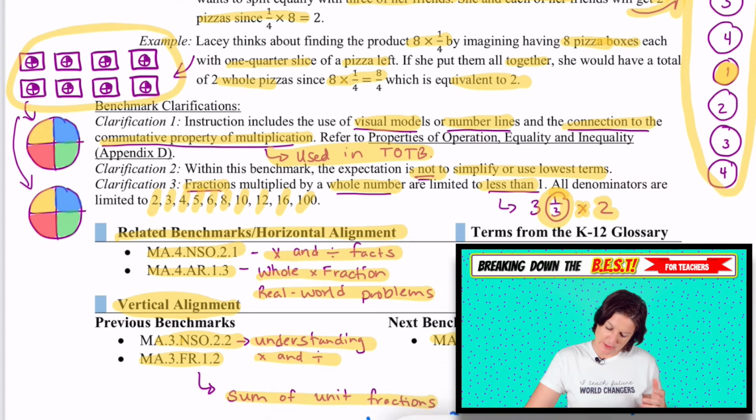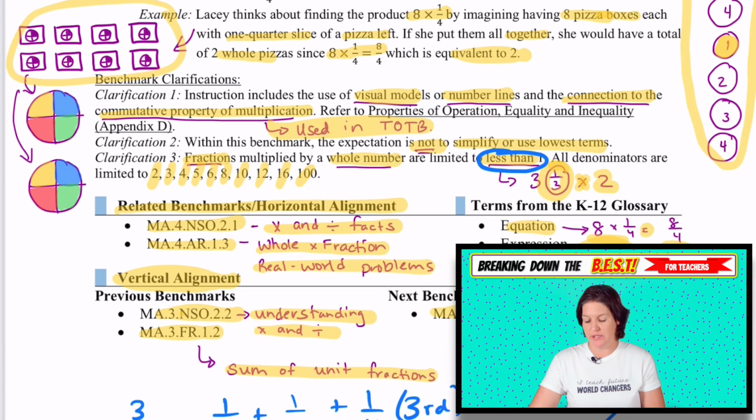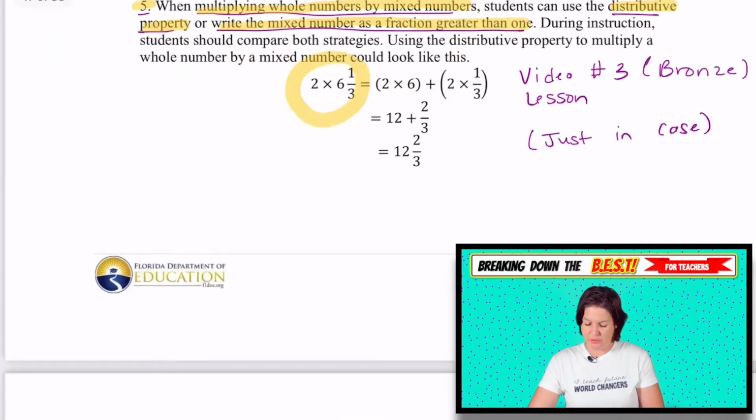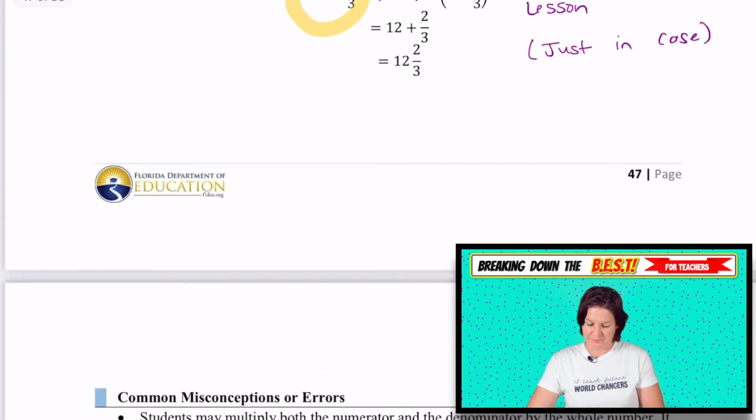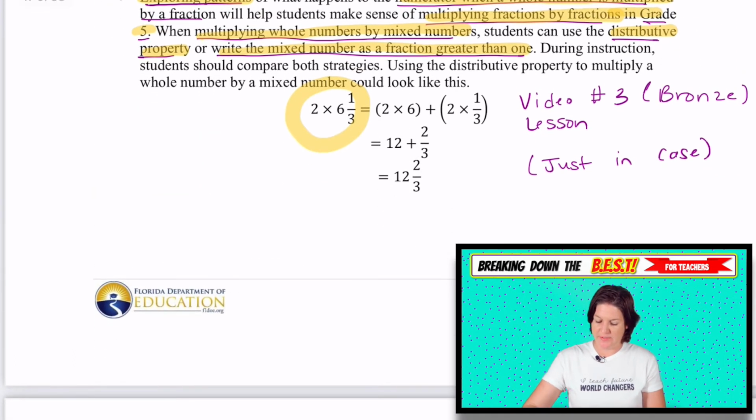Right here, limited to less than 1. Fractions multiplied by a whole number are limited to fractions that are less than 1. Now I want to show you something here, because 6 1/3 is a fraction that is greater than 1. It's a mixed number that's greater than 1.